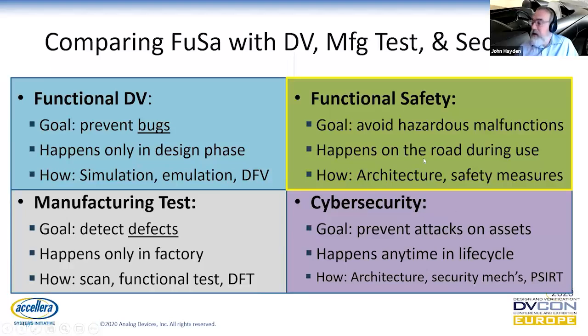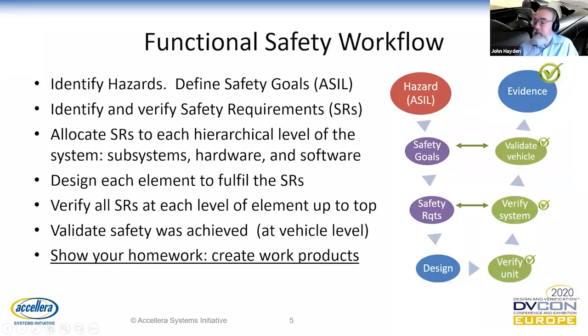So let me give you an idea of the basic functional safety workflow. It's fairly familiar. You're going to identify hazards that might occur, and you're going to rank them due to their dangerousness by this ASIL, or Automotive Safety Integrity Level rating, from A to D. And you're going to define safety goals to prevent them, and then allocate safety requirements from the vehicle level on down through your Tier 2 module, your Tier 1 module, your Tier 2 IC, and your Tier 3 IP providers. And then everybody designs their element to meet those requirements and verifies it on the way up.